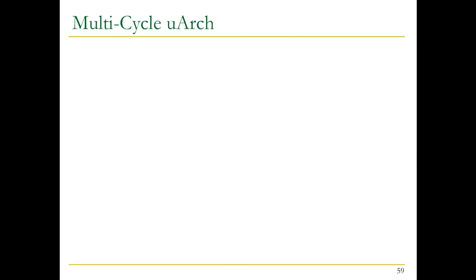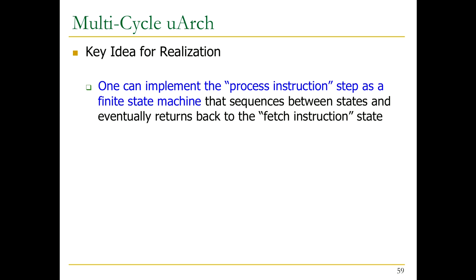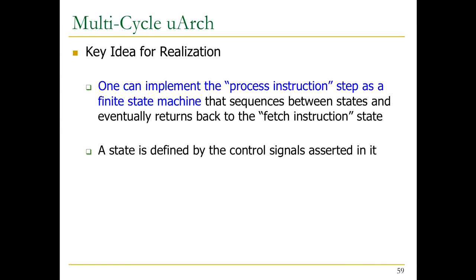But I'm going to give you another design, not necessarily microcoded, which may or may not have issues, depending on how you do it. But before we go into it, let's look at the key idea for realization. Basically, you can implement the process instruction step. That's exactly what we're doing with an instruction. We're implementing this process instruction step as a finite state machine that sequences between states and eventually returns back to the fetch instruction state. Right? Remember the 6 steps? I'll give you a pictorial view of it also.